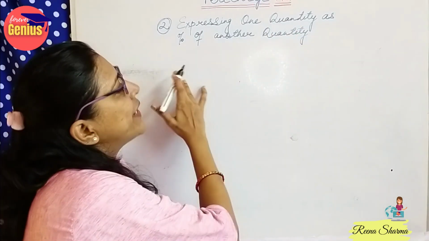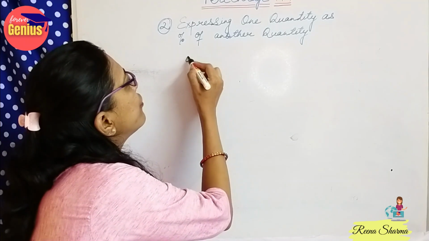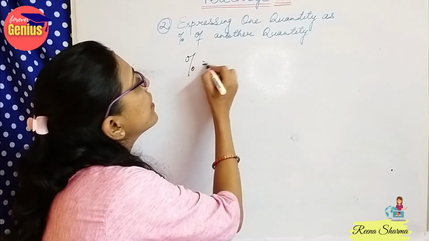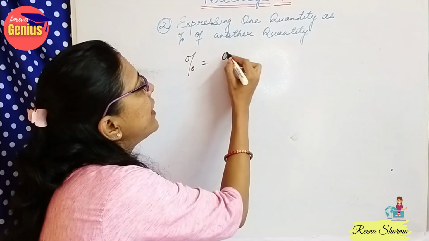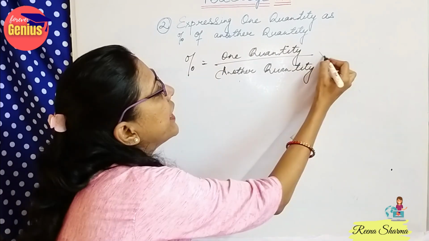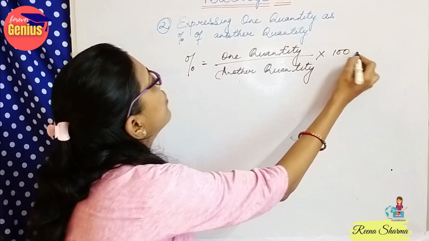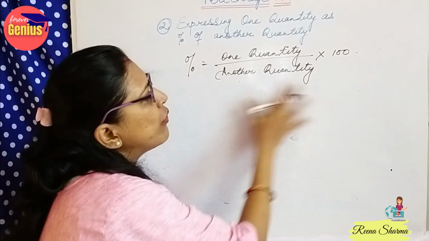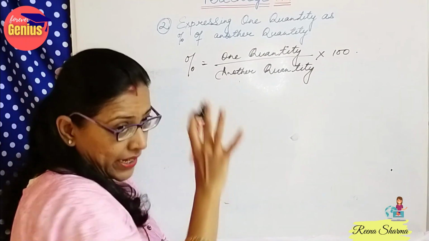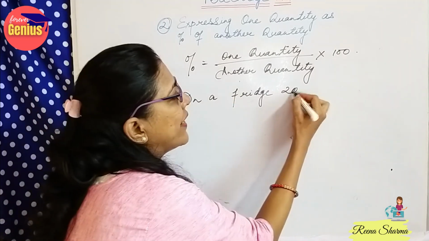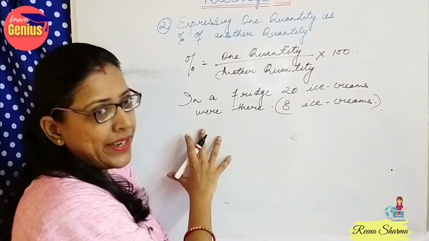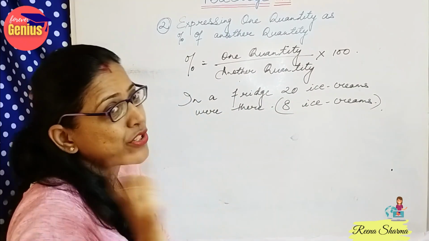Now, expressing one quantity as a percentage of another. If I have to find out the percentage when two quantities are given, how do I do it? Here I will take one quantity divided by the other quantity into 100, because I have to find out the percentage. Suppose a question is given to you that in a fridge 20 ice creams were there. You ate 8 ice creams. So you have to find out what percentage of ice creams you ate.